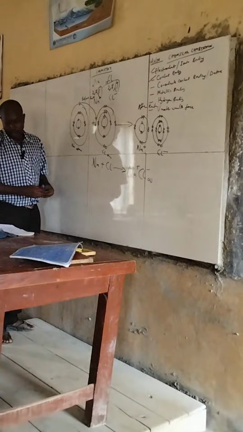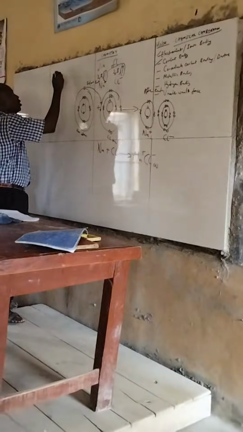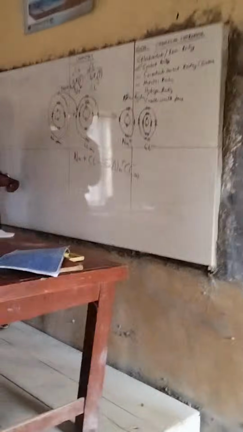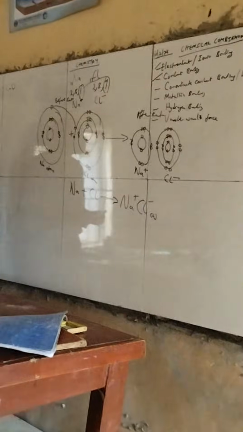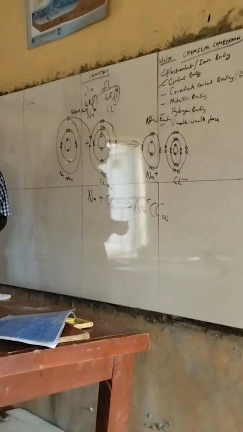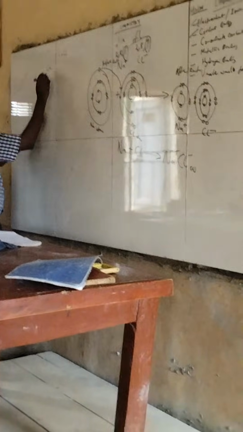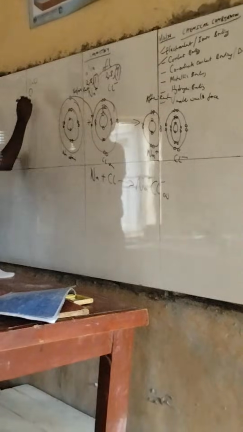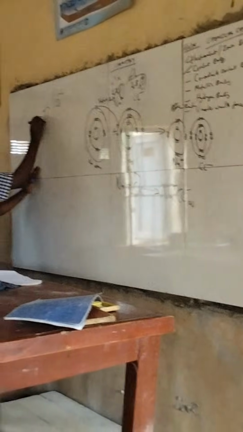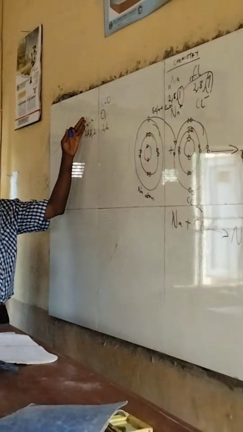Let's look at another example: the formation of calcium oxide, CaO. What is the electronic configuration of calcium? The atomic number for calcium is 20. What about oxygen? It's 8. So we write calcium as 2, 8, 8, 2 and oxygen as 2, 6. This one is a metal, and this one is a non-metal.